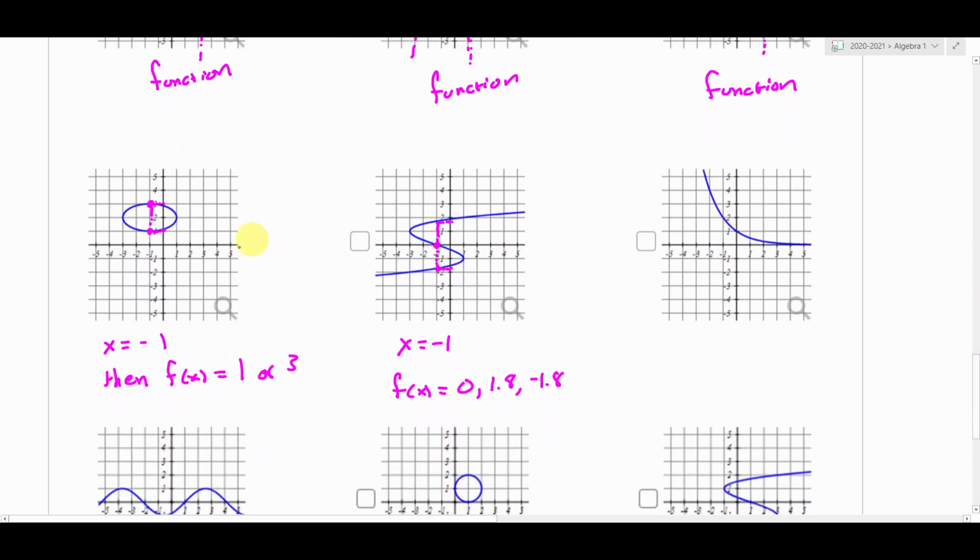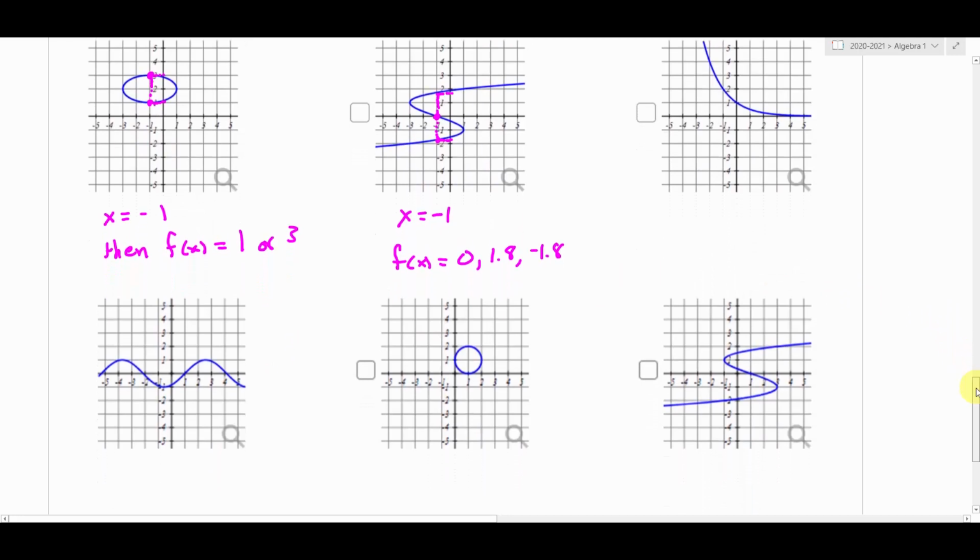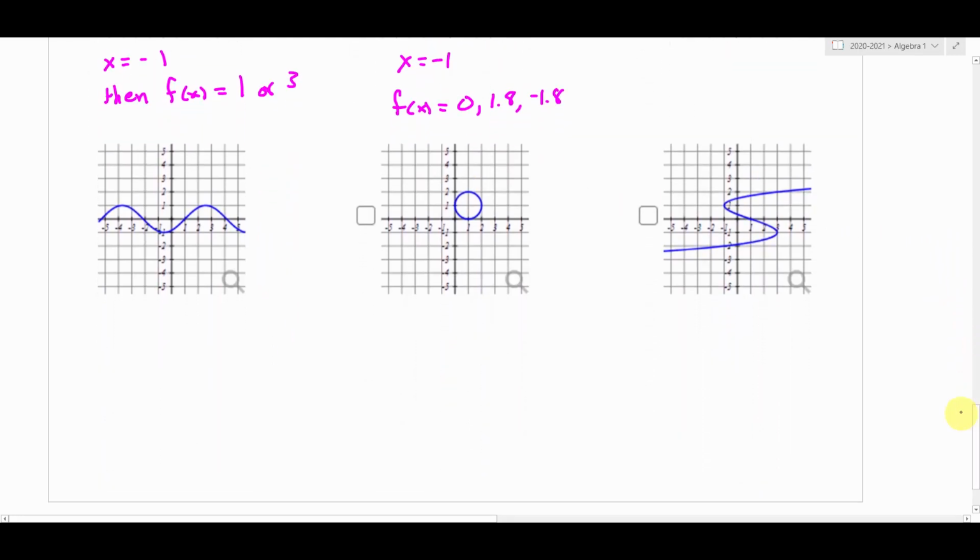Okay. Now remember, I did these two because I didn't think they were functions, and I certainly found that they had more than one output at a particular input. So let's go ahead, let's find the other ones that are not functions here. And I think this one is not a function. So I'm going to go to 1.